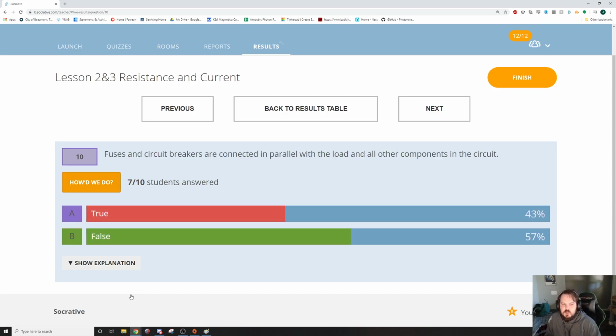Fuses and circuit breakers are wired in series with the load, because if you wired it in parallel with the load, it wouldn't do anything. The current would just go around it. Even if it tripped, the current would still be going around it. You've bypassed your switch, or your circuit breaker.